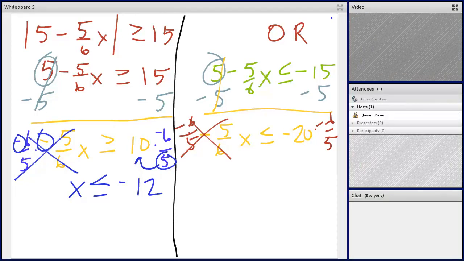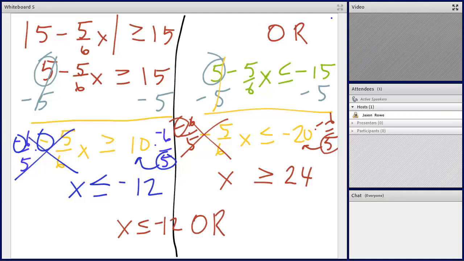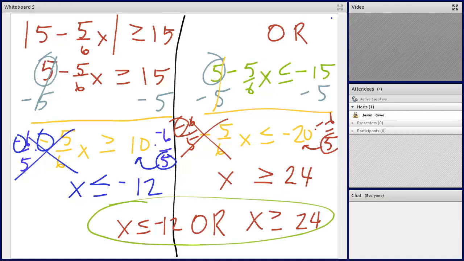Okay, over here, these cancel. Again, I multiplied by a negative, so I flip my inequality sign. This time, 5 goes into 20 four times. 4 times 6 is 24. They're both negative, so that gives me positive 24. So I've solved it. My answer, x is less than or equal to negative 12, or x is greater than or equal to 24. Let's put that in a circle so we know it's the answer.